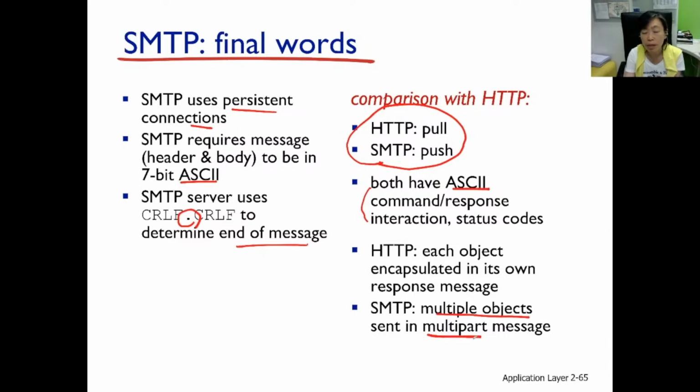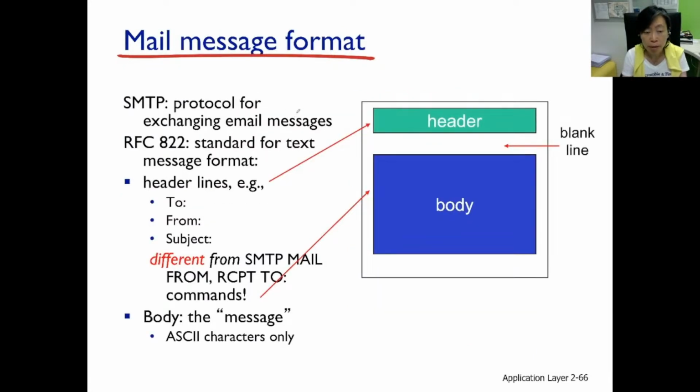So for emails that come with an attachment, like a big PDF file, "here is the attachment, if there's anything wrong, contact me." So the email has the original text at the beginning, and then additional attachments. They can be sent as a multi-part message. So multiple objects in one message versus HTTP: one object, one message.